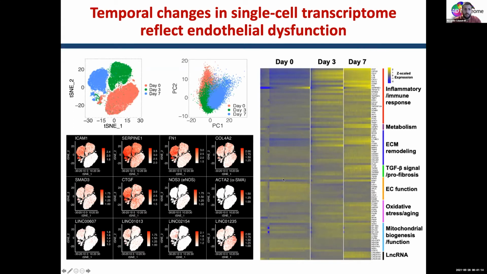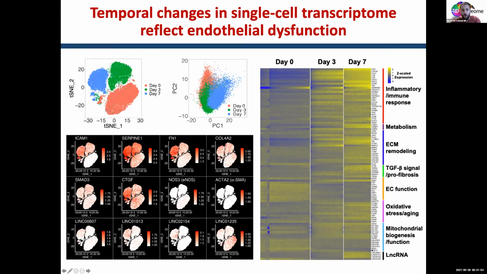Similar results can be observed from this table here, where we plotted a heat map with a list of the top differentially expressed genes grouped by functional pathways. And you can see how pathways associated with endothelial dysfunction, such as, for example, inflammatory immune response or extracellular matrix remodeling, etc., show higher expression in day 7 compared to day 0. On the contrary, genes associated with endothelial function have the opposite trend.